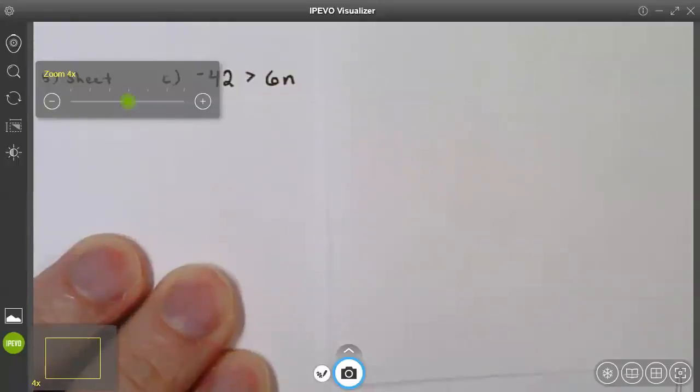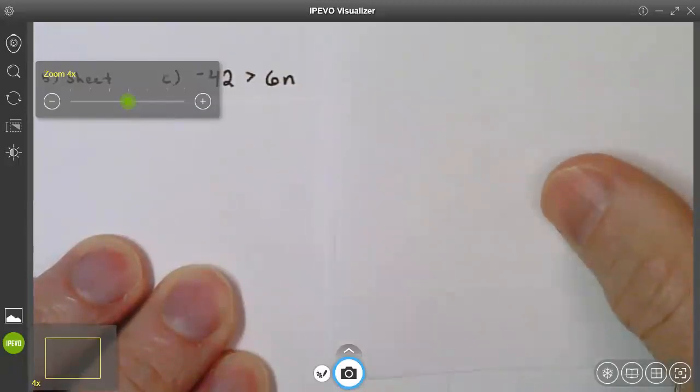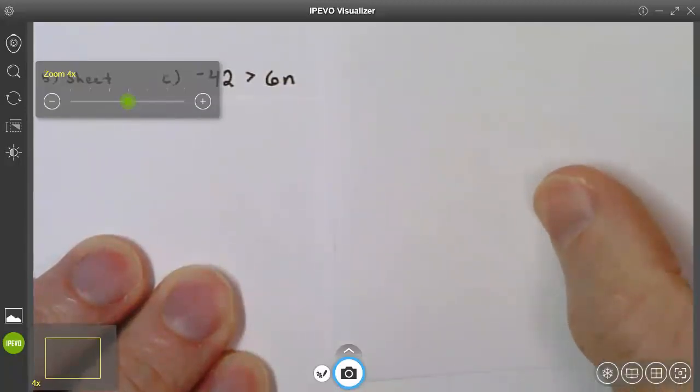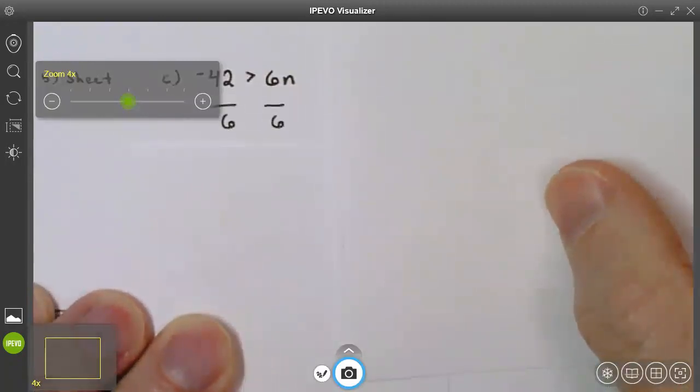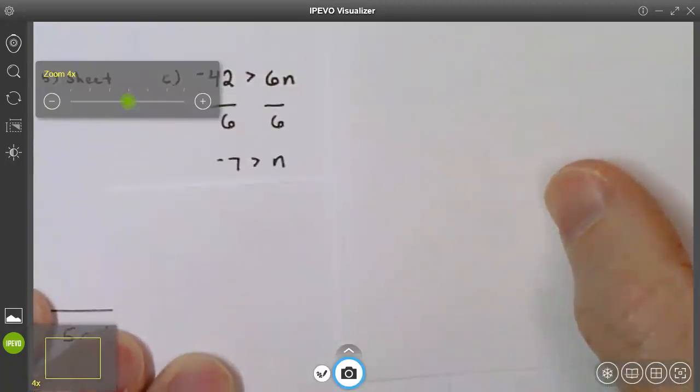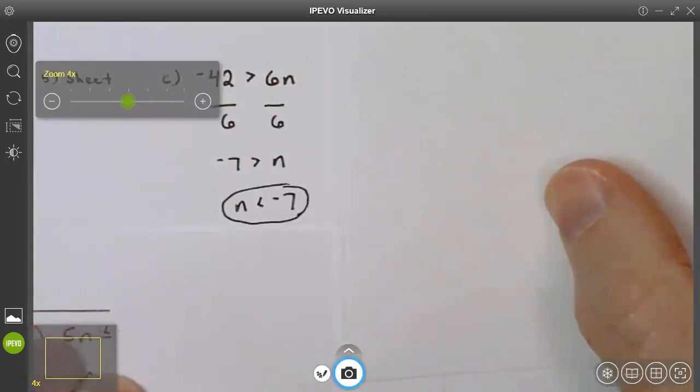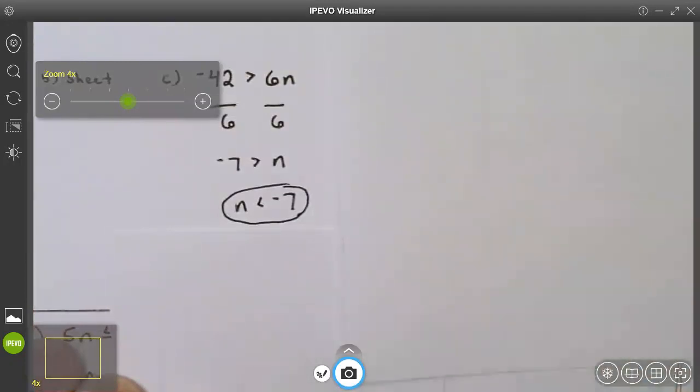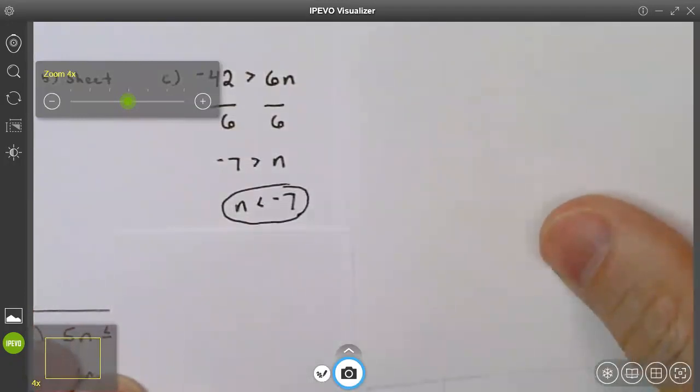Let's look at some more examples. Any of these can be paused for you to try before watching me go over it. On example C, to get rid of times 6, we divide by 6, and we get negative 7 is greater than n, which is a true statement. I can also rewrite it with the variable on the left, which I prefer to do. N is less than negative 7. There were negative numbers involved, but I did not multiply or divide both sides by negative.